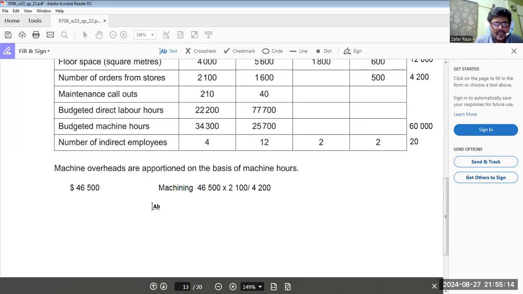For the assembly department, 46,500 multiplied by 1,600 divided by 4,200. The answer is 17,714.